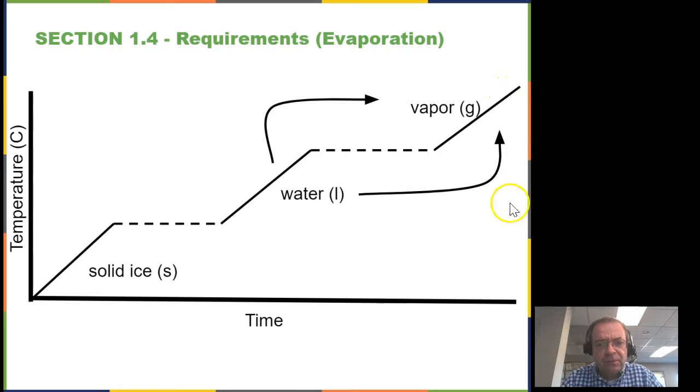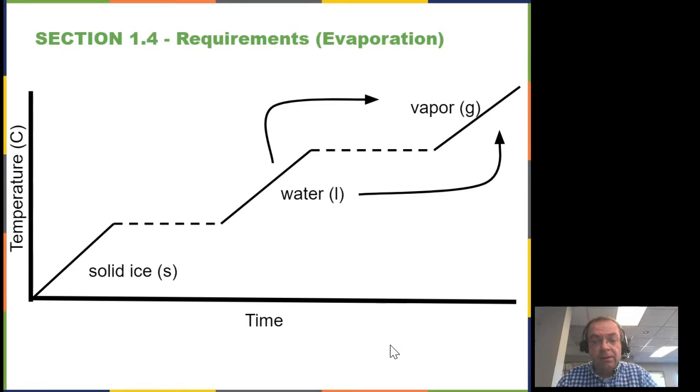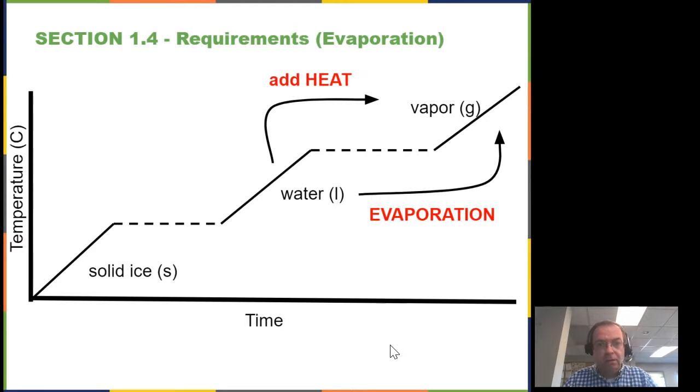In order to go from liquid water to gaseous vapor, we call that evaporation. And in order for it to evaporate, you need to add heat. Boiling water on the stove is not going to boil unless you add heat. Now in our bodies, on the surface of our bodies, our sweat glands produce sweat. In order for that sweat to go from liquid to vapor, we need to add heat.